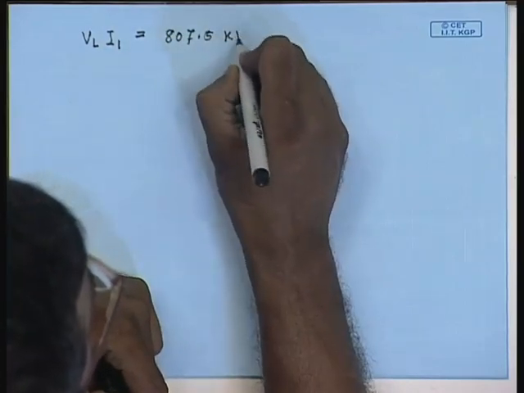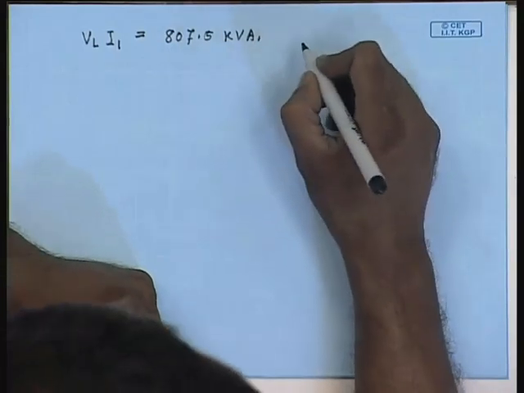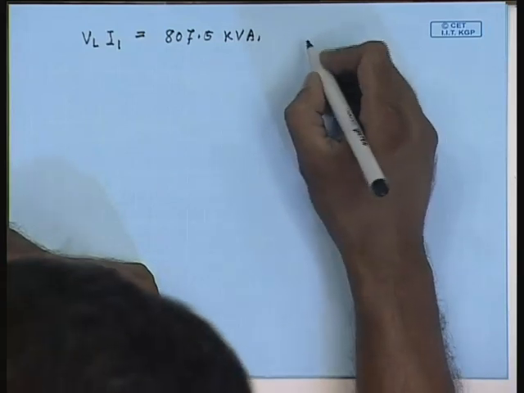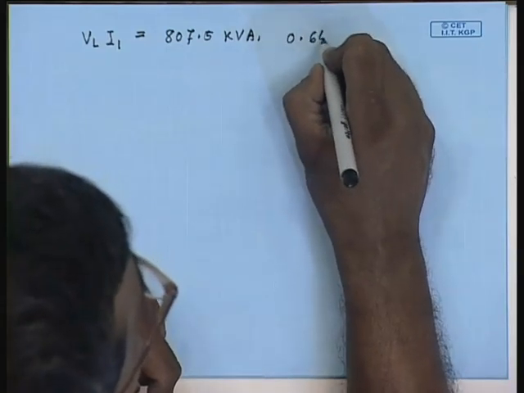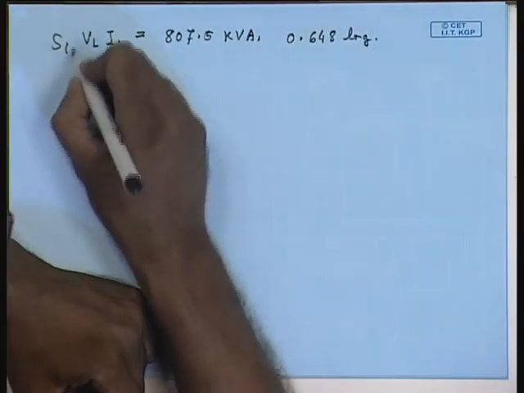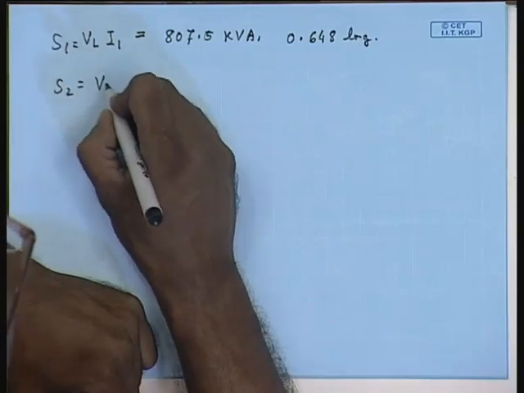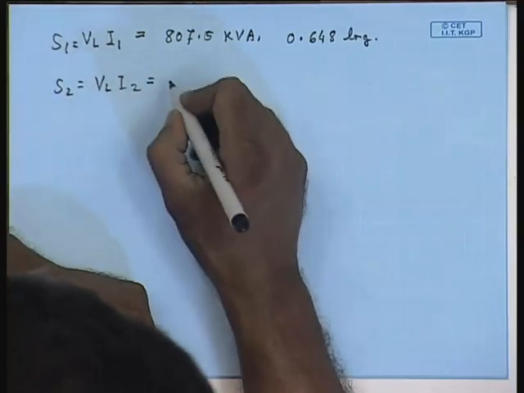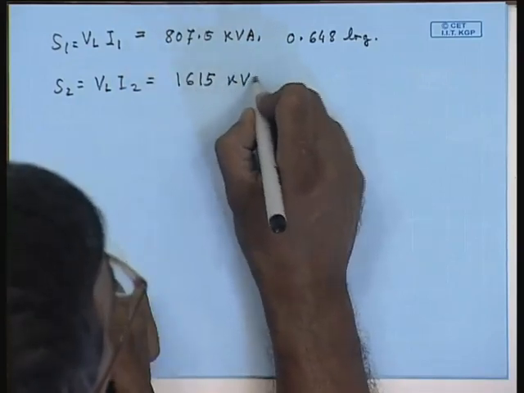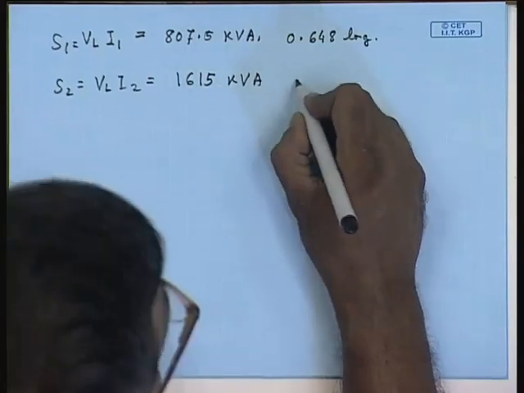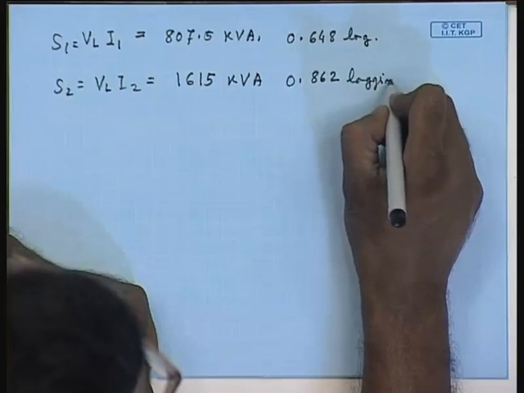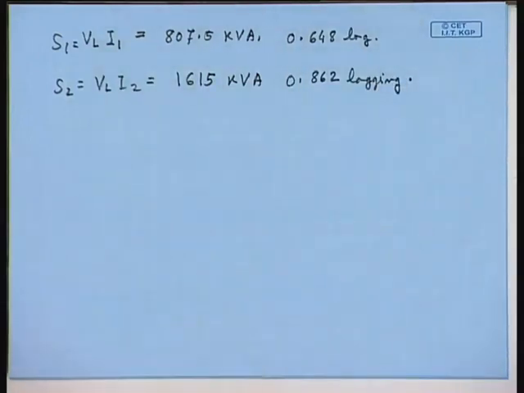The KVA supplied by transformer 1 will be VL I1, this comes to 807.5 kVA at a 0.648 lagging power factor, and S2 equal to VL I2, this comes to 1615 kVA at 0.862 lagging power factor. Thank you.